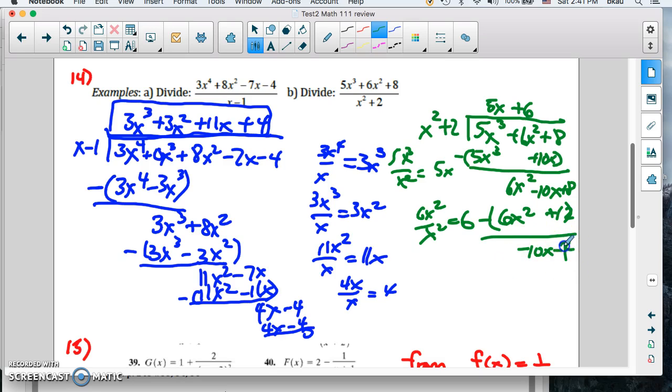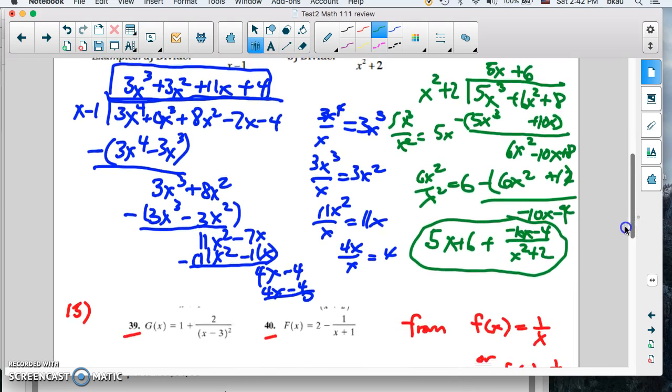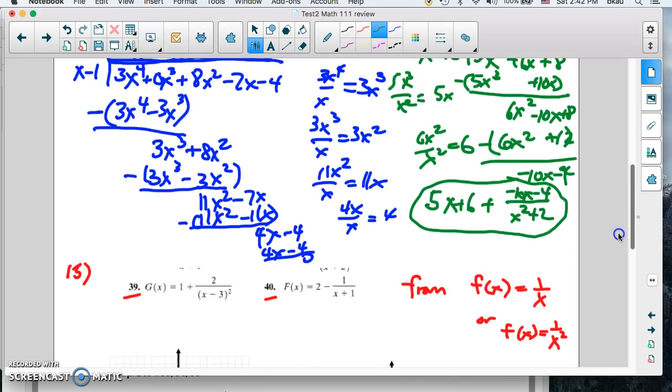So our answer to this would be 5x plus 6 with this as a remainder. So that's going to be negative 10x minus 4 over x squared plus 2. So this is how it would be written. We could also factor out this negative and make it minus here and make these both plus. So that would be dividing those two things by long division.